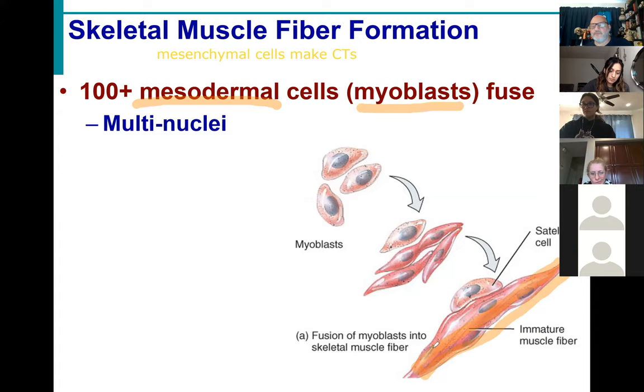That should hopefully explain two things for us. One is we now understand why it has multiple nuclei, because if hundreds of cells are coming together to make it, it's going to have hundreds of nuclei inside of them. But it also helps us to understand the regeneration.